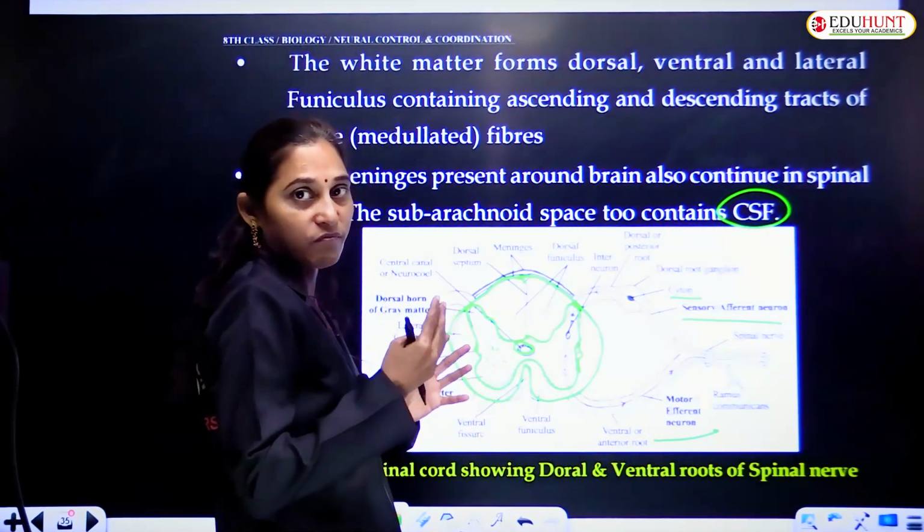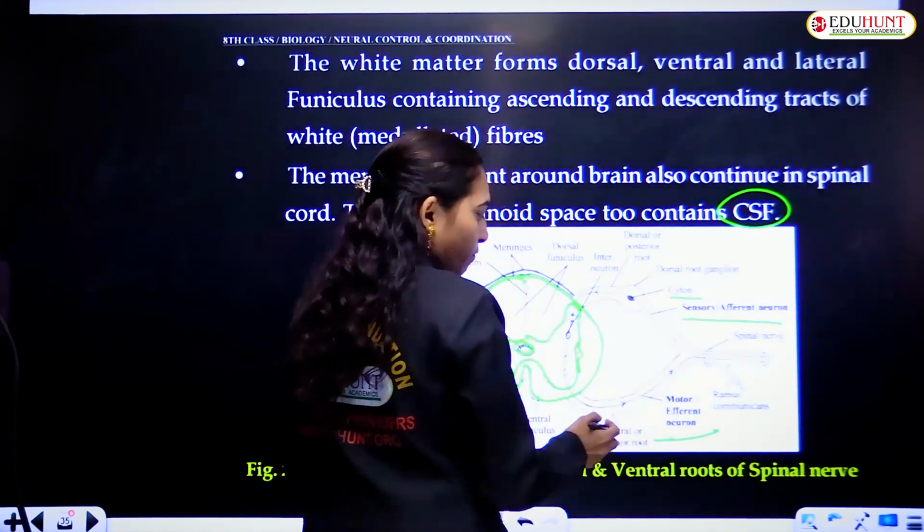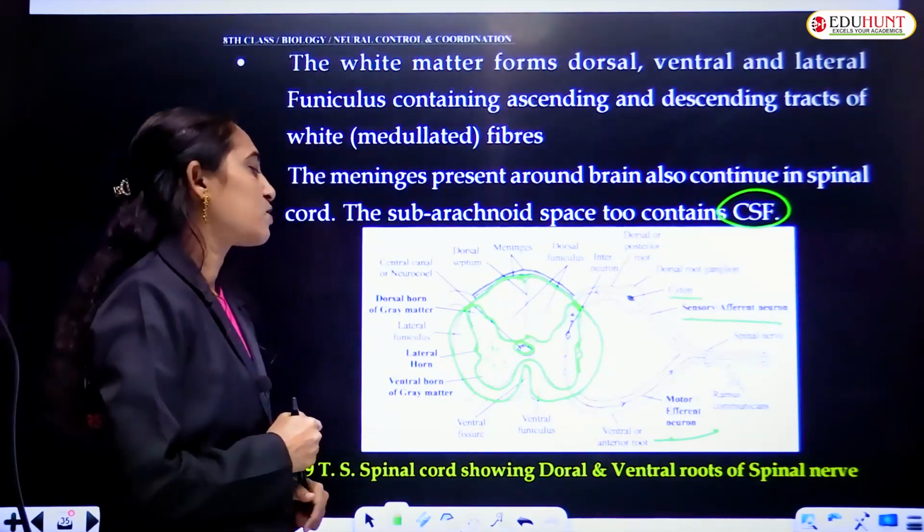We have seen 3 different types of neurons. Here they are mentioned, sensory and motor. This is the sectional view of the spinal cord.